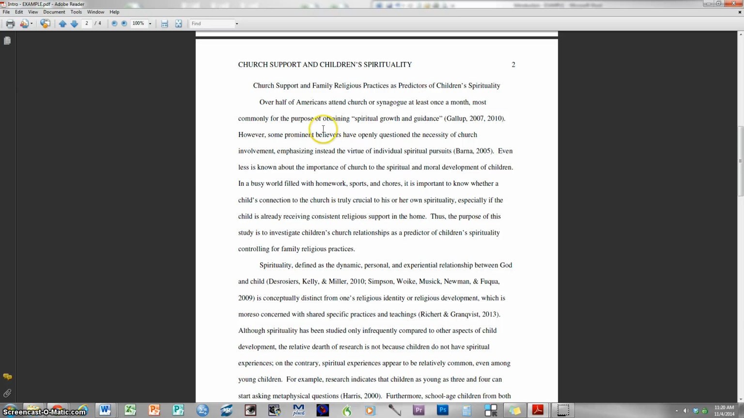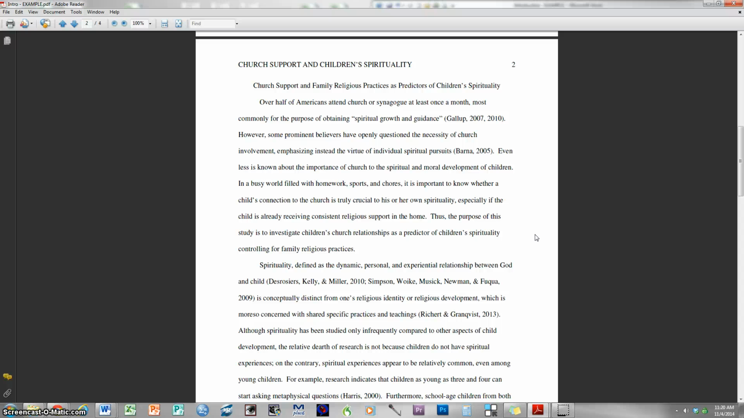However, some believers have questioned the necessity of church. Less is known about the importance of church to the spiritual development of children. In a busy world filled with sports and chores, it is important to know whether a child's connection to the church is crucial to his or her spirituality. So we've identified the problem area. We're dealing with spiritual growth in church. Is church involvement relevant to kids? And the problem is relevant because this applies to half of Americans.